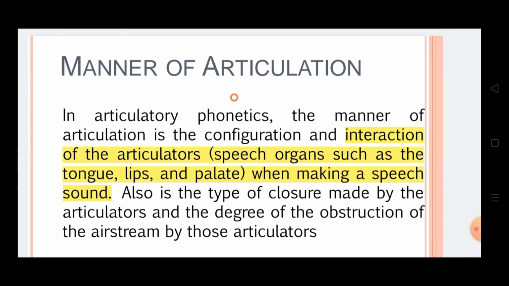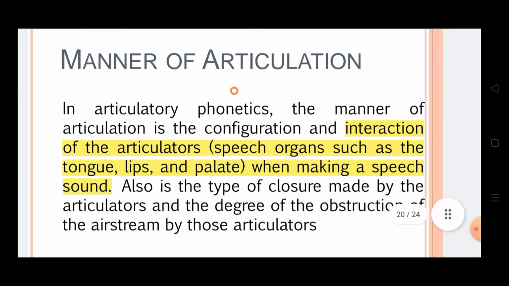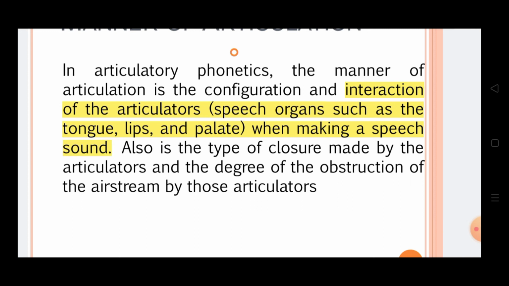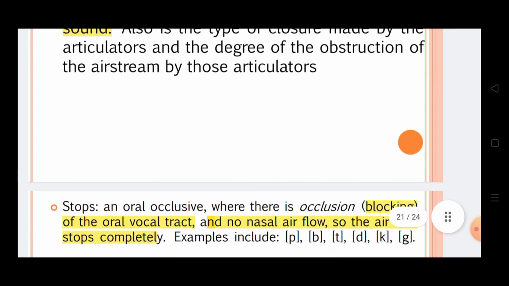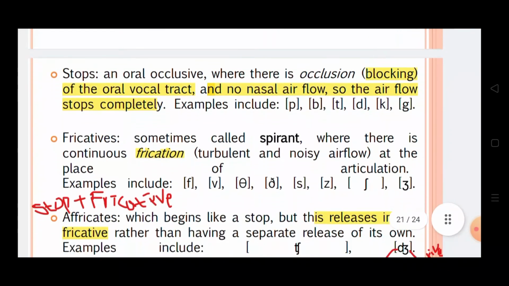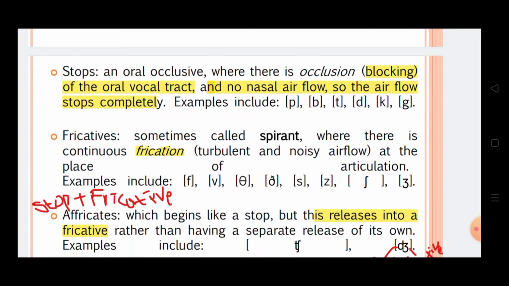In articulatory phonetics, the manner of articulation refers to how the constriction of air is released. So basically it's the interaction of the articulators, meaning the speech organs such as tongue, lips, palate, when making a speech sound. Also the type of closure made by the articulators and the degree of obstruction of the airstream by those articulators. So according to manner of articulation, there are certain types: stops, fricatives, affricates. We'll discuss each and every one in detail.